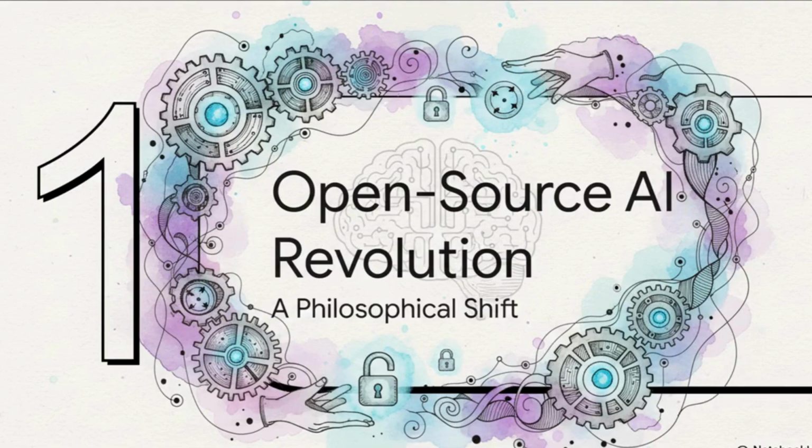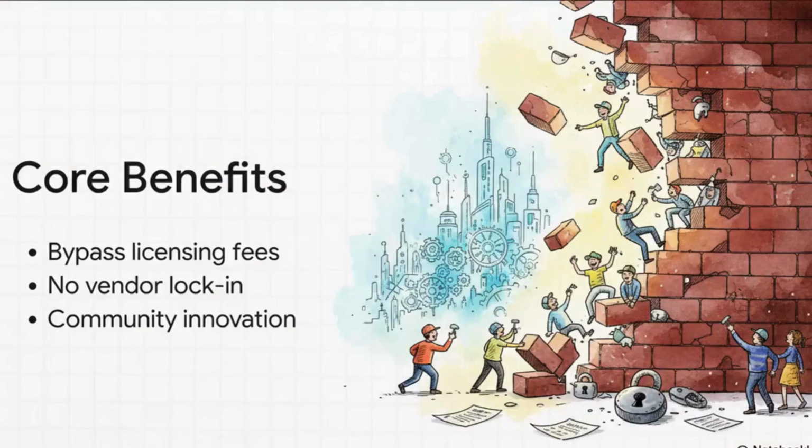Section 1. The open source AI revolution. Now, what's really interesting about this slide is how it represents a complete philosophical shift in modern software development. We can see exactly why this open source revolution is catching fire. These publicly available tools let you study, modify, and deploy machine learning models completely freely. No way around it, that's a massive game changer.